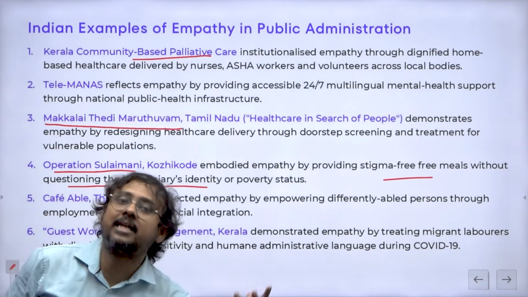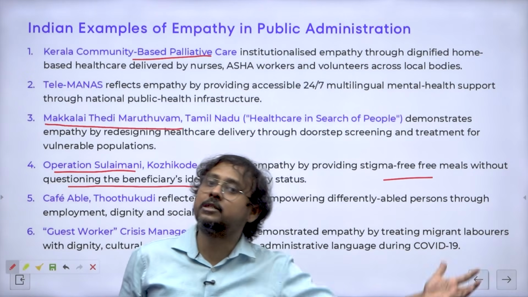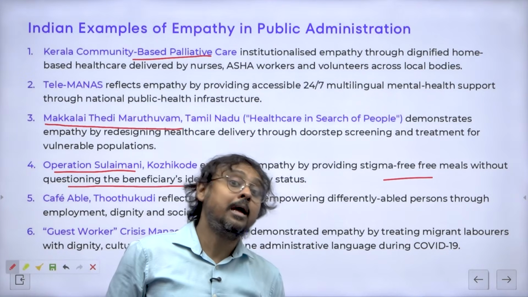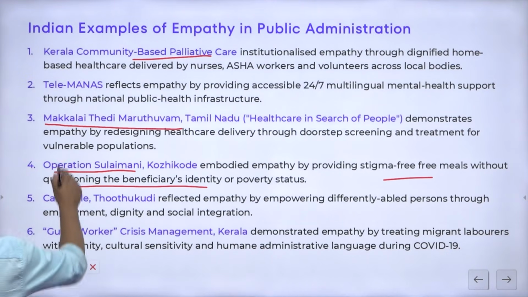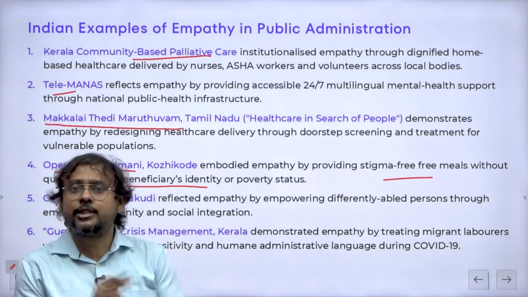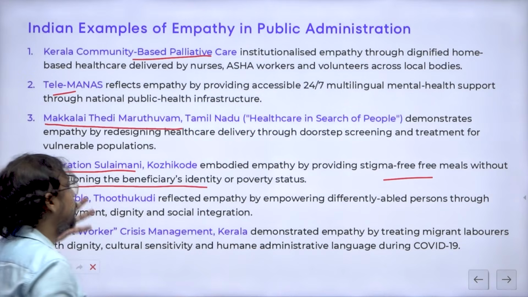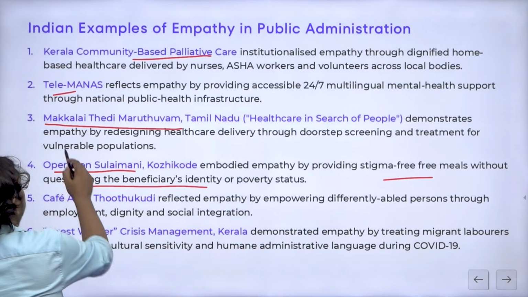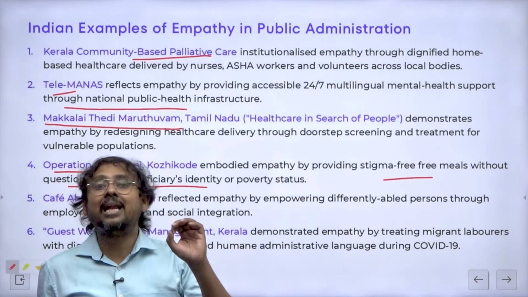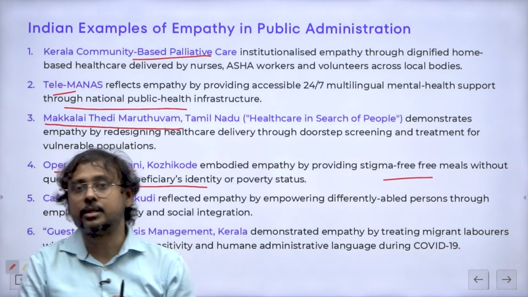The particular person needs help but cannot approach the administration because he or she is feeling ashamed, right? So without identity, the administration is helping. Another excellent example would be Tele-MANAS, where with the rising psychological distress, the government has instituted a 24/7 multilingual mental health support through National Public Health Infrastructure, which does what? Again, empathetically linked with people who are suffering from psychological issues, right?